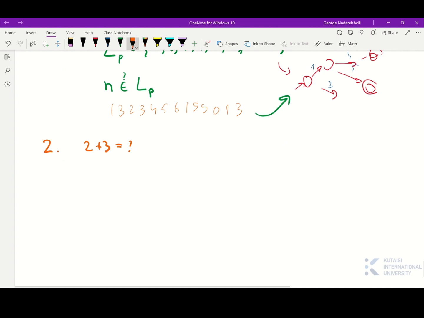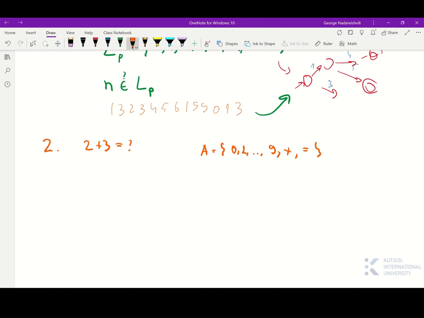Now I will translate it into a language again. So my alphabet, I will take again just all my numbers up to 9, and I will add just 2 symbols like this: plus and equals. Whatever, this is my alphabet. It contains 12 things.